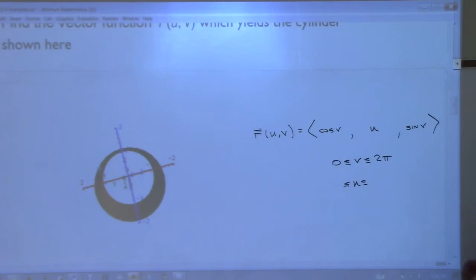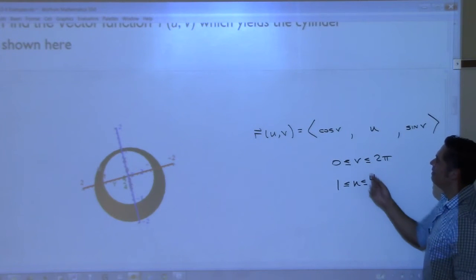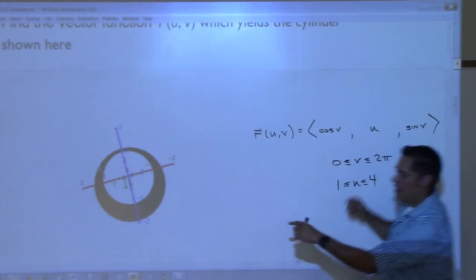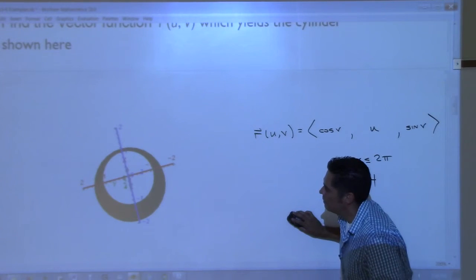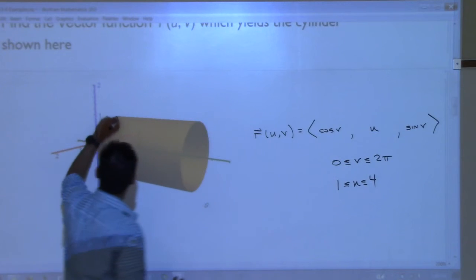u, v, y, u. Okay, so u is between where? 1 and 4. So it's kind of like, draw me a circle with this being 1. So it goes out and it draws this back circle first, right?